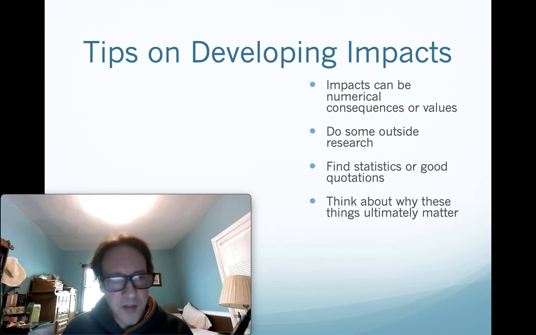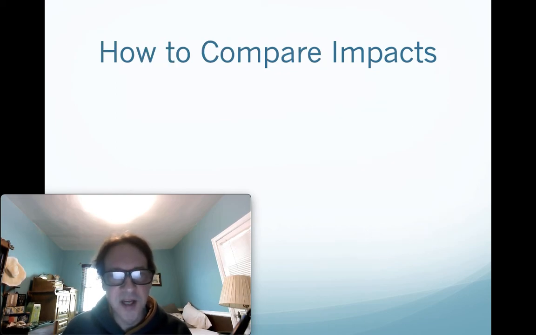But I think especially in the rebuttal, thinking about why these things ultimately matter. Why are jobs important? Why is innovation important? Why is terrorism such a big threat? Can really help you do this final comparison, which is arguing essentially in your wrap-up why, for instance, your impact matters the most. And you can do that a few ways.